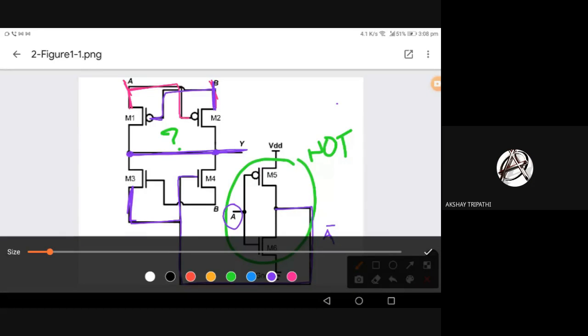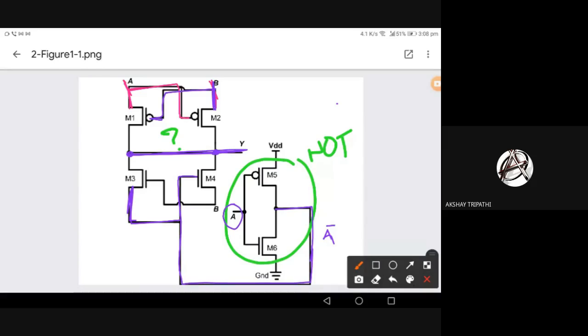Output is A bar. Okay, so A bar. You can see input is A and B, but output you're getting is A bar. Let's see.